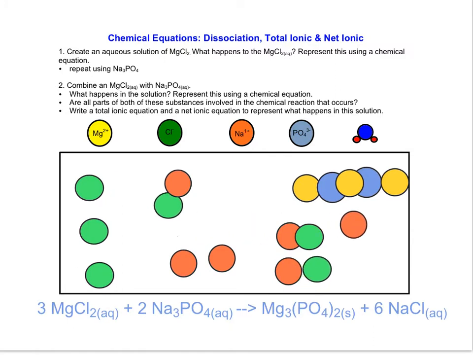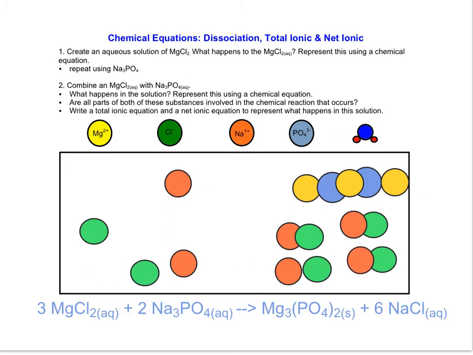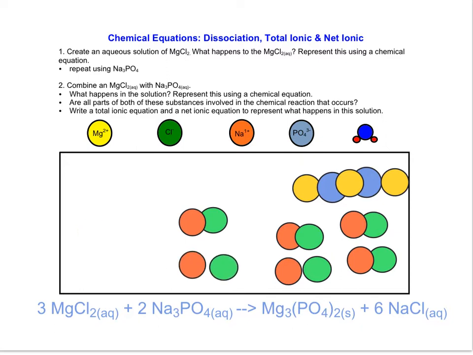But there's one key difference between what happens with the Mg3(PO4)2 and what's happening with the sodium chlorides. And that is that in the case of the Mg3(PO4)2, this is a solid, it's a precipitate. We can use our solubility guidelines that we learned about earlier in the course to confirm that. But the NaCl is still in aqueous solution. So we see everything is represented in this equation down below. The NaCl, we have 6 of them, and they're all in solution.